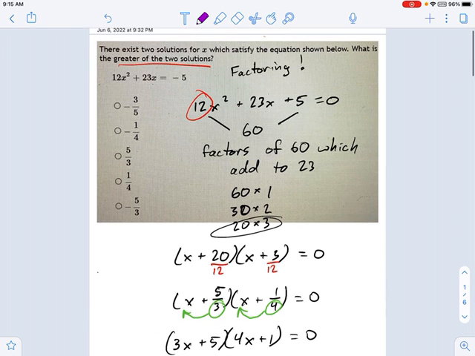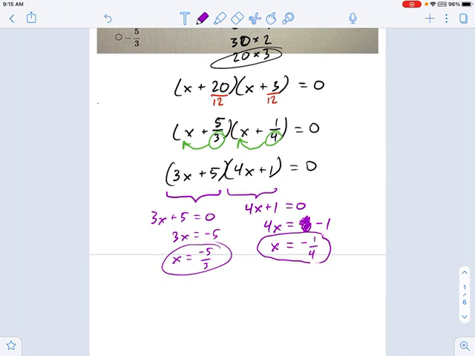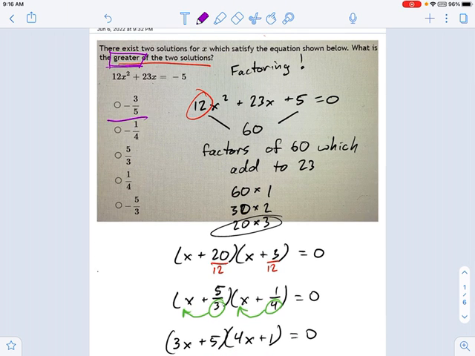And remember what we want. We want to know the greater of the two solutions. Well, you might think 5/3 is a bigger number than 1/4, but I'm just going to remind you how number lines work. If this is 0, and this is negative 1/4, and this is negative 5/3, yes, 5/3 has a greater magnitude than 1/4, but what greater means is this direction. Greater means more positive. So negative 1/4 is the greater of the two solutions.